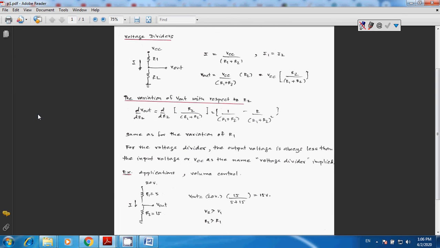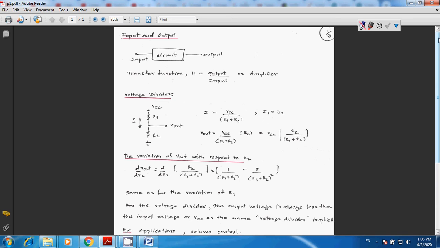Today I'm going to talk about the voltage dividers, but before going through that topic, let's get started with some basic circuit.